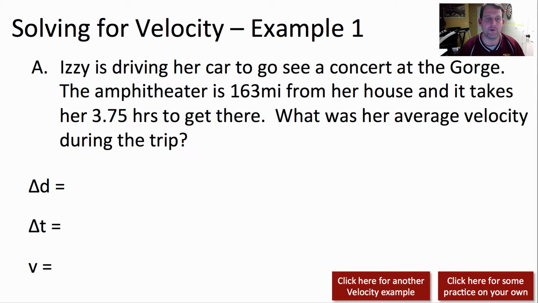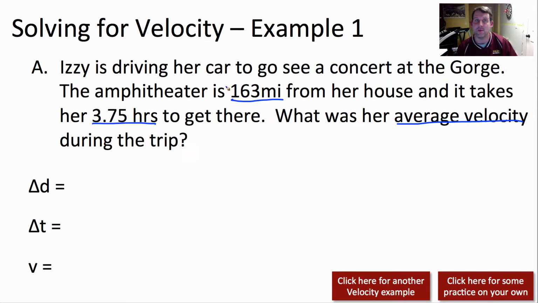So let's take a look at this example. In this example, Izzy is driving to see a concert at the Gorge. The amphitheater is 163 miles away, and it takes her 3.75 hours to get there. So I've got some information here that I can tell right away. 163 miles, 3.75 hours. And here in the question, what was her average velocity? So this is the thing we're looking for here, and here's some information we have to find it.